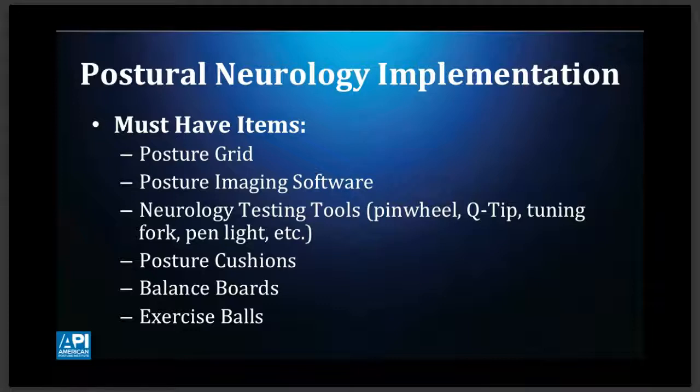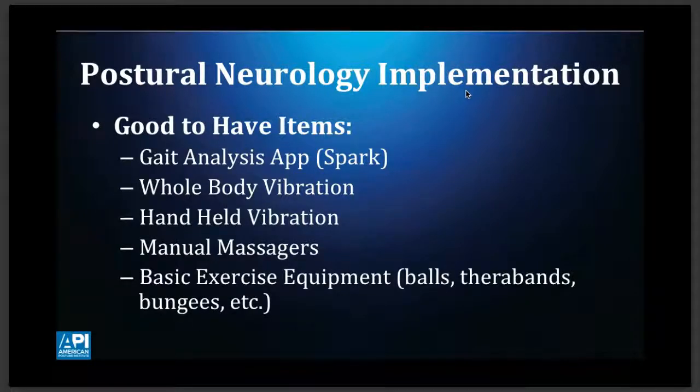And then exercise balls. So again, the exercise balls are fundamental for sitting, but also for performing some of the rehabilitation exercises that we recommend. So super minimal equipment: just posture grid, posture imaging software, neurology testing tools, posture cushions, balance boards, and exercise balls. This is not going to cost you a lot of money.